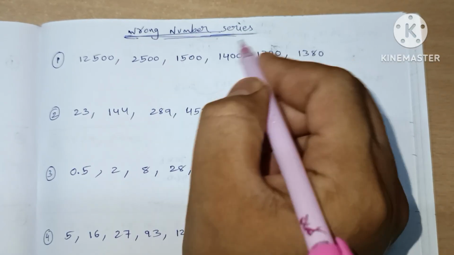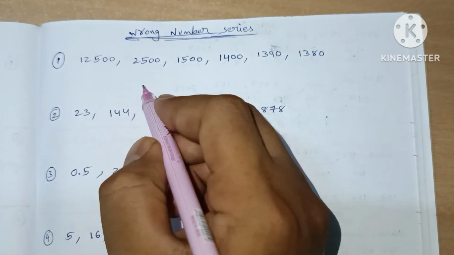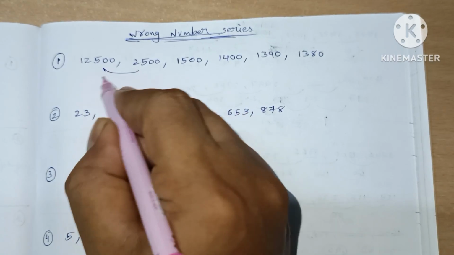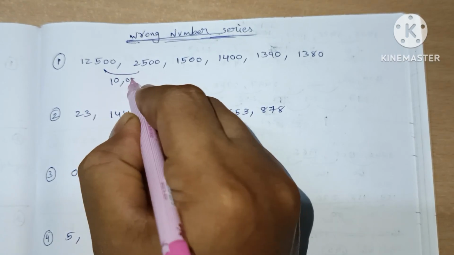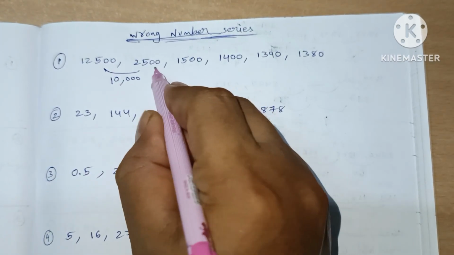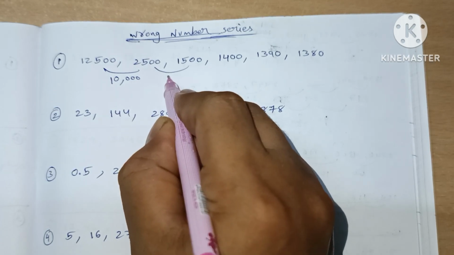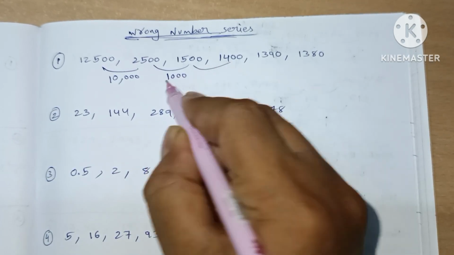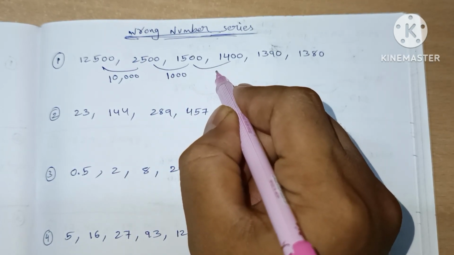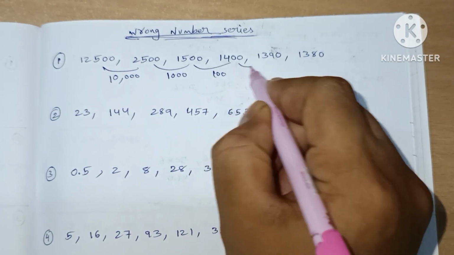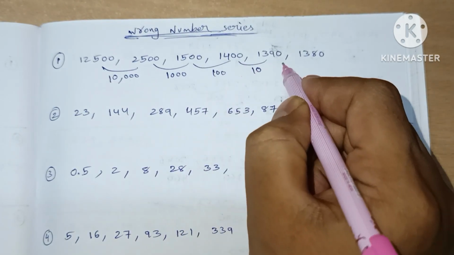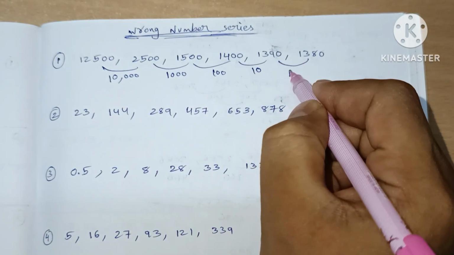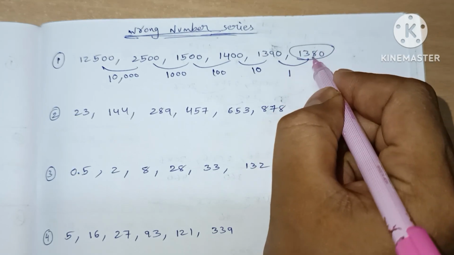Now we are going to see wrong number series. Here it is 10,000. The difference between these two is 10,000. Here the difference between these two is 1,000. Here the difference between these two is 100. So here the difference must be 10. Here the difference must be 1, but we don't see the same. This is the wrong one.